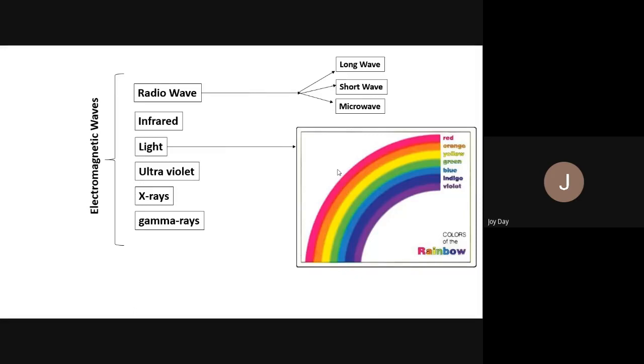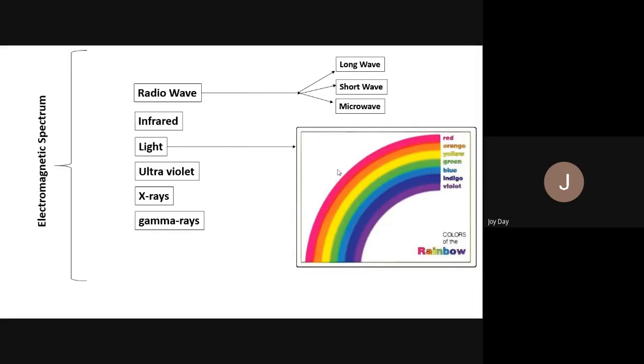Anyway, from radio wave to gamma rays are collectively called the electromagnetic spectrum. This whole family of electromagnetic waves is called the electromagnetic spectrum. You can find the definition of electromagnetic spectrum in your book on page 166.